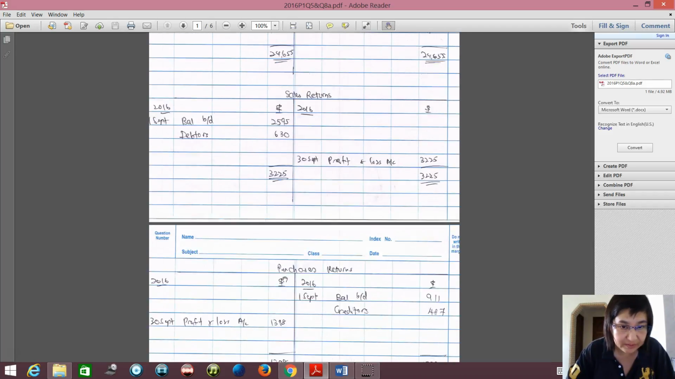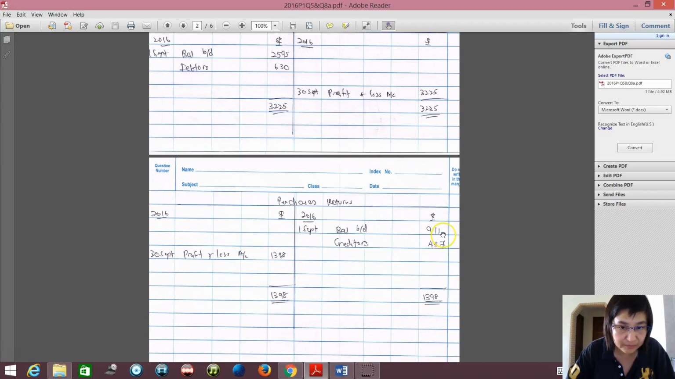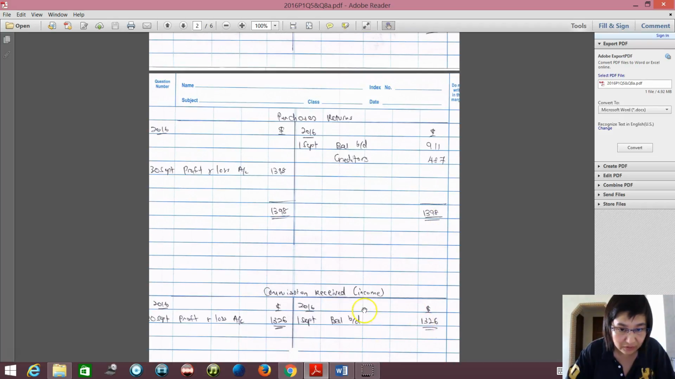And then purchases return is a credit nature, balance brought down here in the question 911. Commission received is an income, it is a credit nature, so balance brought down here. You can see all these sales, purchases, sales return, purchases return, commission are all profit and loss account items.